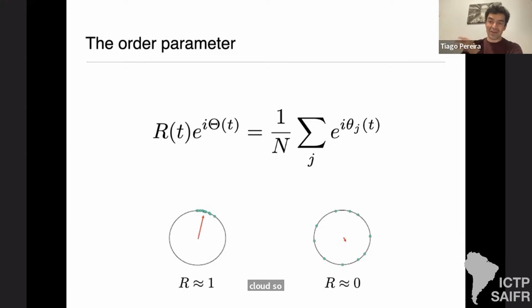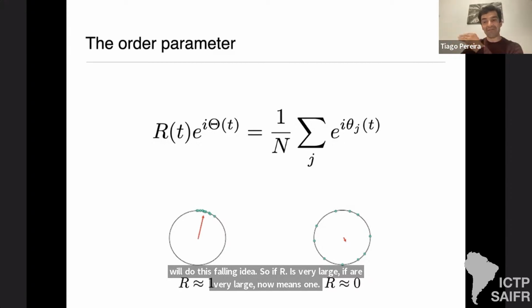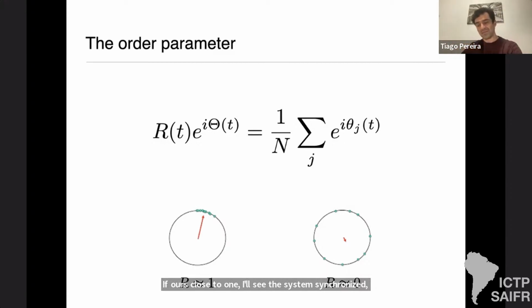So if R is very large, meaning close to 1, I'll say the system is synchronized. And if R is close to 0, I'll say the system is not synchronized. That will be the main parameter that I'm going to use.